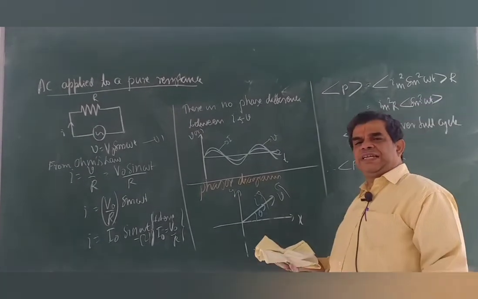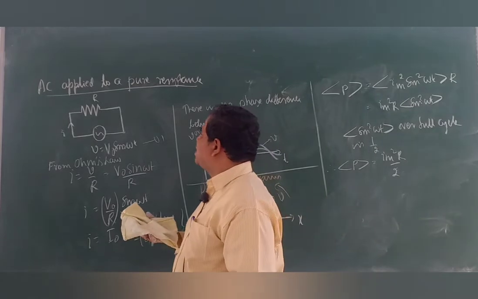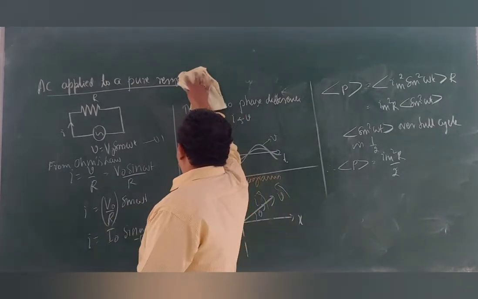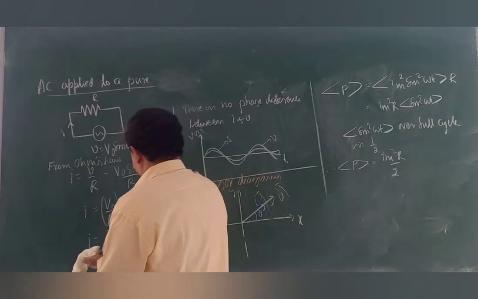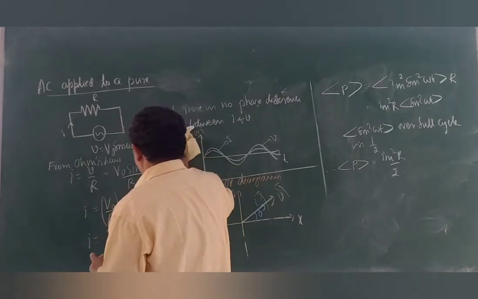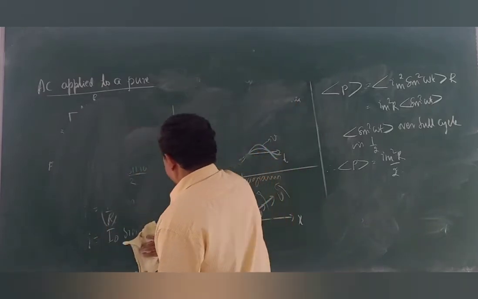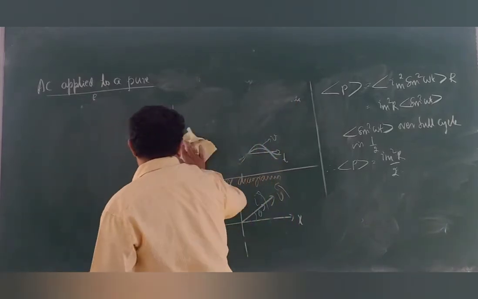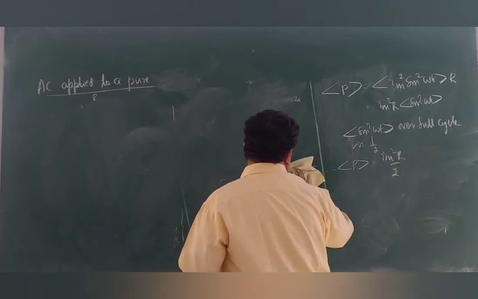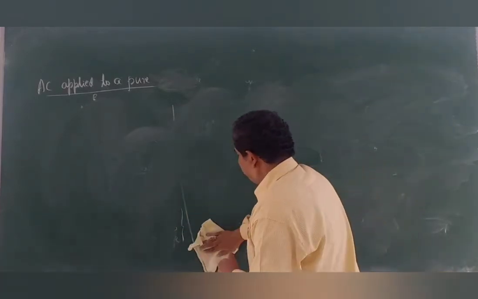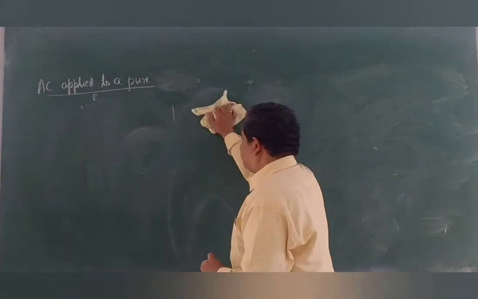Now we go for the next circuit. AC applied to pure inductance, pure coil or pure inductance. We go for it now. Step by step we go in the same manner. Again we arrive at the relation between current and voltage as far as phase is concerned. We do all those things now. In the next derivation we go for it now. Just observe.